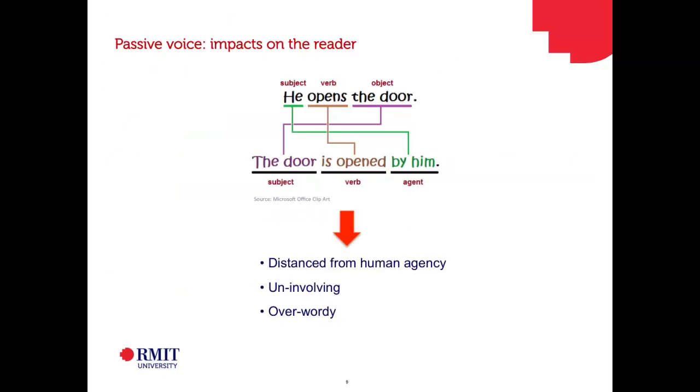Now, the passive voice has been viewed as better at persuading the reader of the objective and reliable nature of the research, but it can also distance the reader so that they feel uninvolved, and it can result in too many words. It becomes overwordy. So try to keep a balance in your writing where possible.